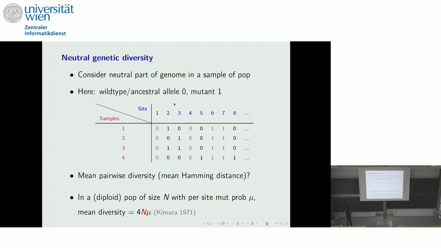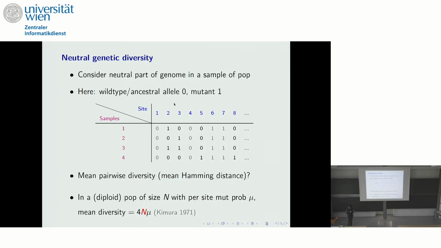Suppose we do that. The sequencing is done, and sample number 1 has, let's say, the first site as 0. That is wild type. The second site had a mutant, and so on, similarly for all 4 samples. That's the sort of data, as far as I understand, that people analyze, and you can do lots of things with that sort of data.